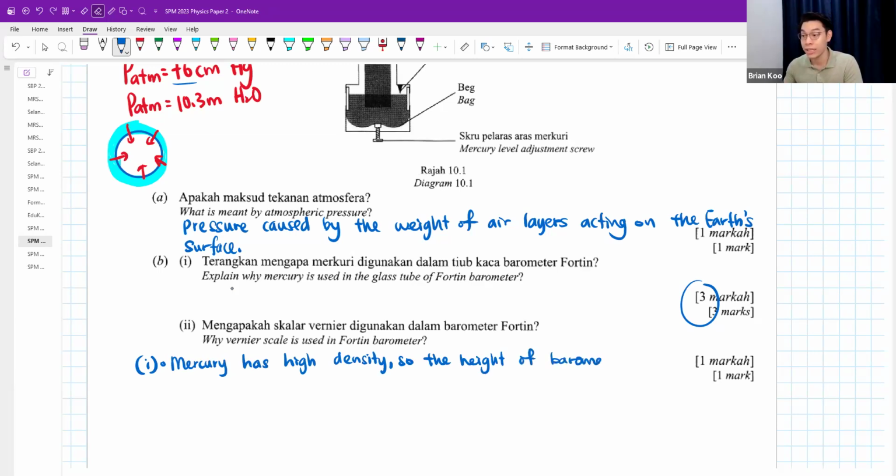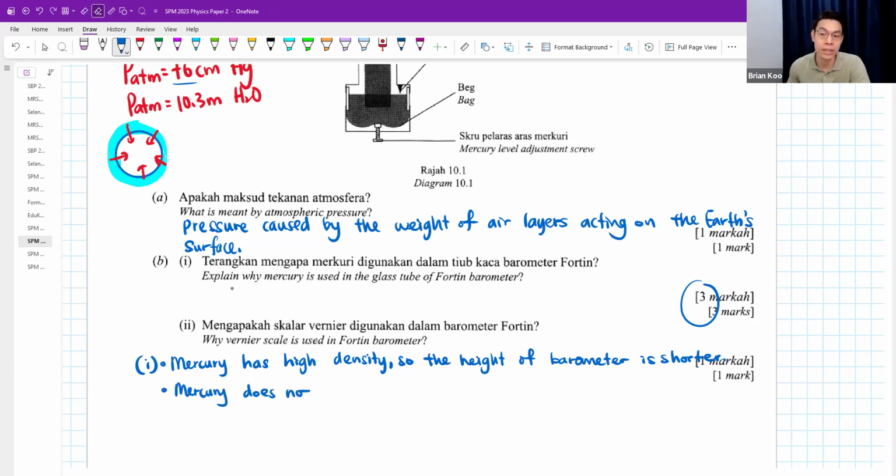So the height of the barometer is shorter. It doesn't have to be like 10 meters high. If I use water, I need a 10-meter length. Can you imagine? 10 meters, like a 5 or 6 story building. Another thing is mercury does not stick to the glass wall.